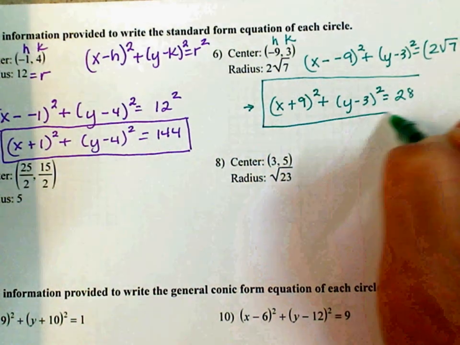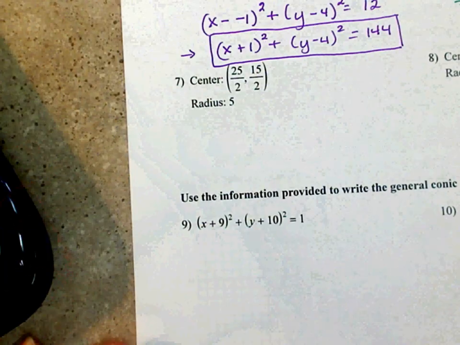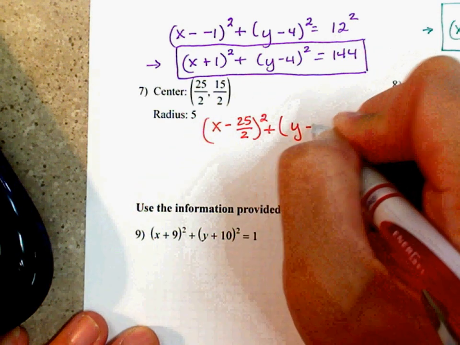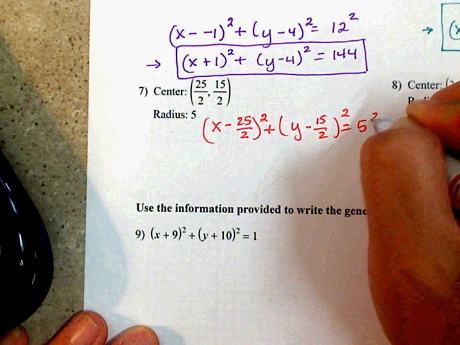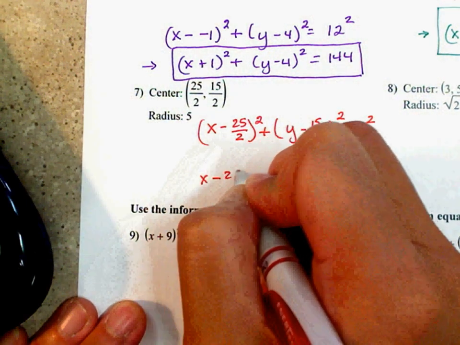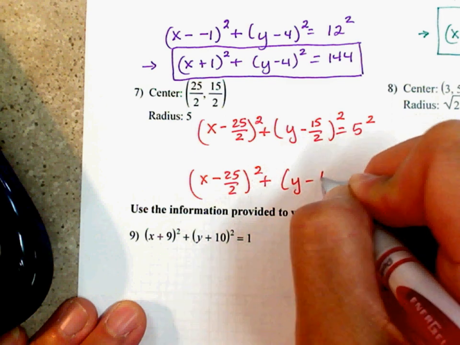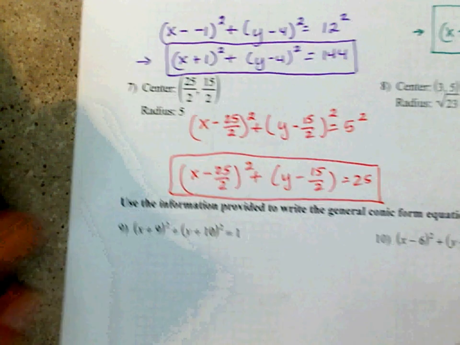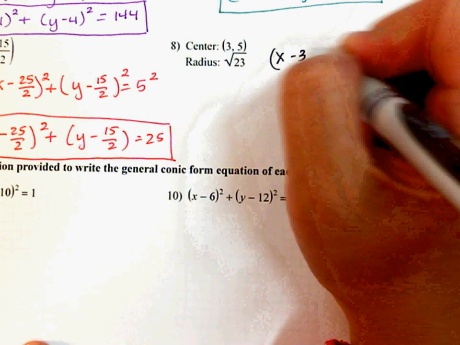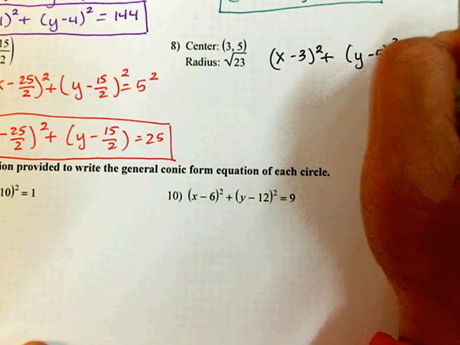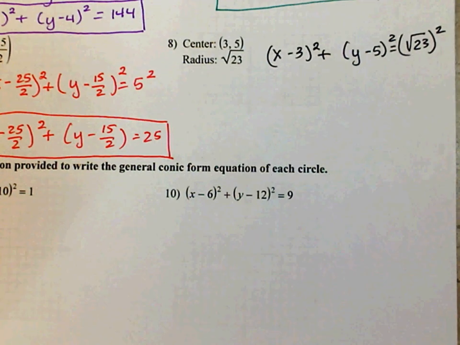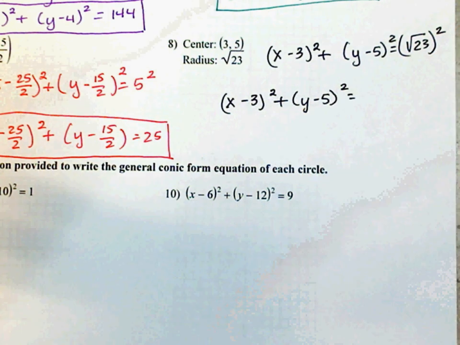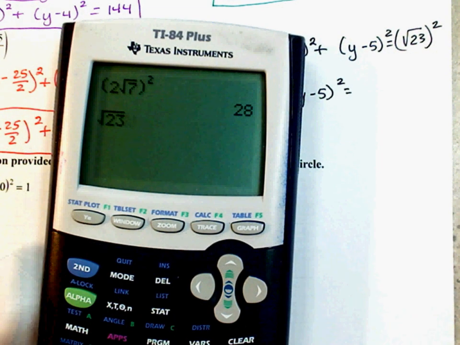Okay. All righty. Number 7. Here we go. X minus 25 divided by 2 squared plus y minus 15 divided by 2 squared is equal to 5 squared. And what is 5 squared? 5 squared is 25. You have number 7. Okay. Let's look at number 8. X minus 3 squared plus y minus 5 squared equals the square root of 23 squared. Alrighty. So, x minus 3 squared plus y minus 5 squared equals square root of 23 squared. Comes out to be 23.